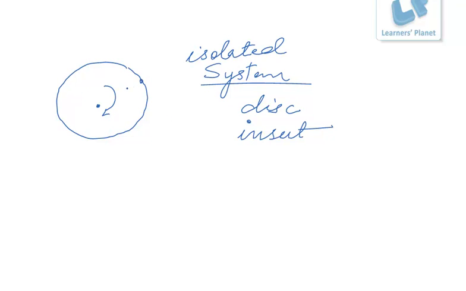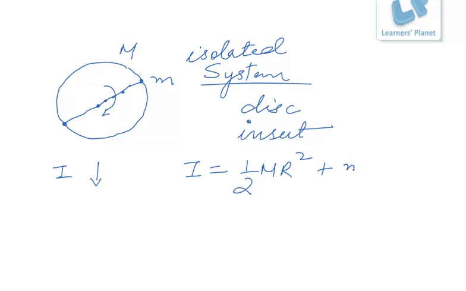Now if the insect starts crawling from one end and tries to reach the other end of the rim diametrically opposite, then as it comes closer to the center, initially the moment of inertia I will keep on decreasing. Let's say the mass of the disk is M and the mass of the insect is small m, so the total moment of inertia will be equal to the moment of inertia of the disk, which is half MR squared, plus m r squared, where r is the distance of the insect from the center.